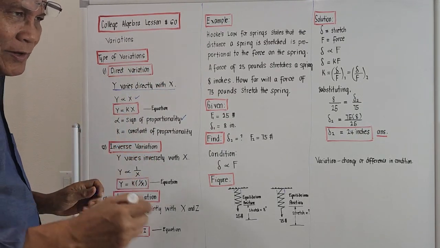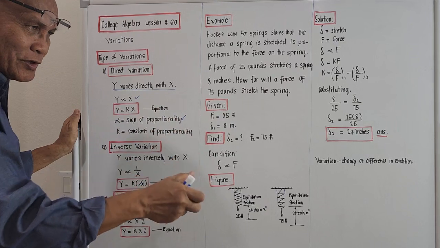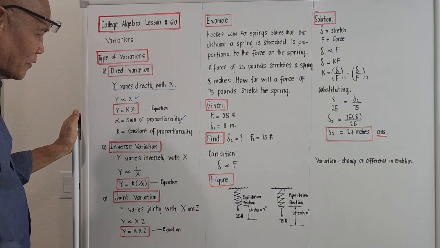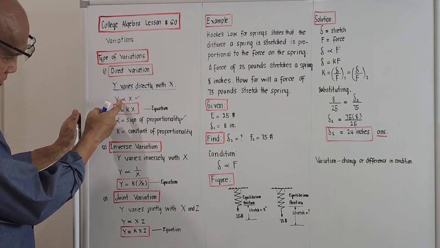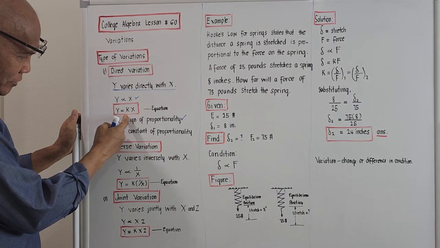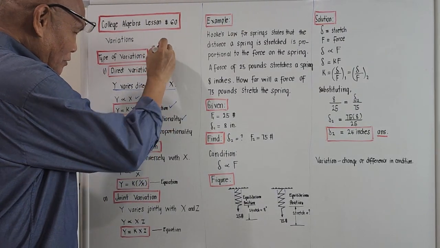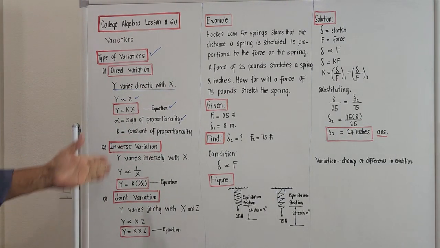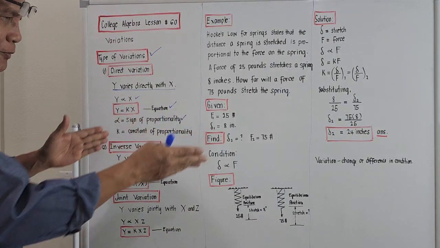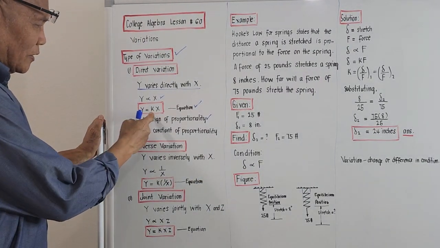I will write it in another form, y varies directly with x. Then to bring out the equation, I will put an equality sign, but I will be introducing a constant k. That constant k is actually the constant of proportionality. So y varies directly with x, so y now will be equal to a certain constant k multiplied by x. And this is the required equation for direct variation. Two variables that are directly proportional: if we bring out the equation, y should be equal to kx.